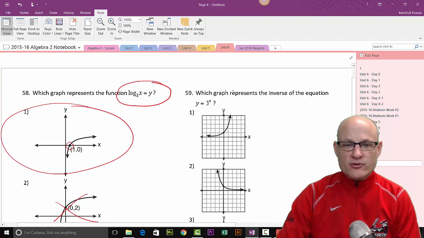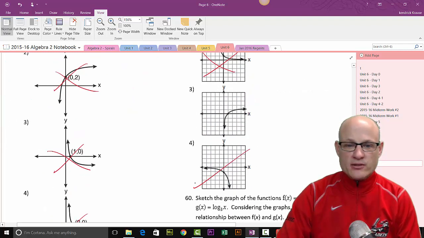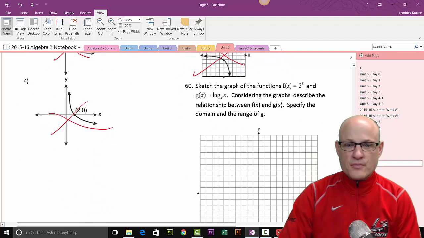Which graph represents the inverse of this? Well, this is an exponential, so I should be looking for a logarithmic. That's not logarithmic. That's not logarithmic. That's not logarithmic. There's the answer.